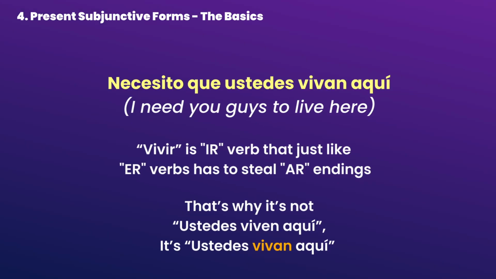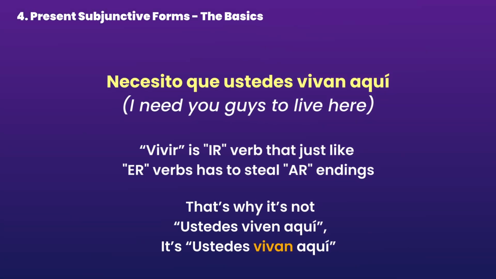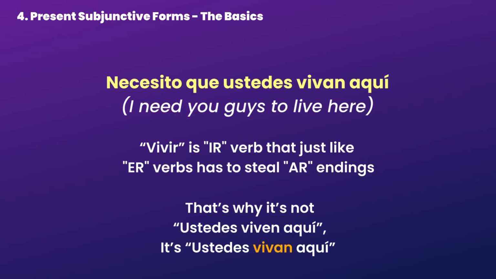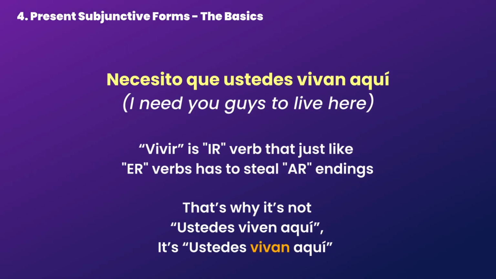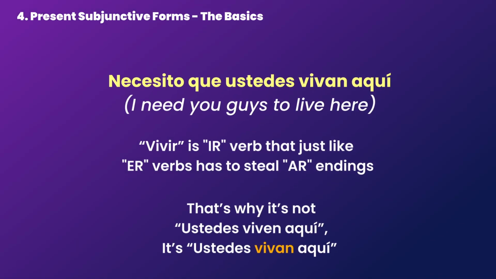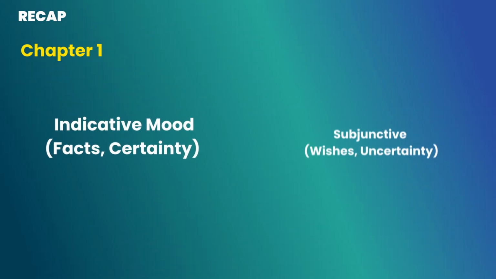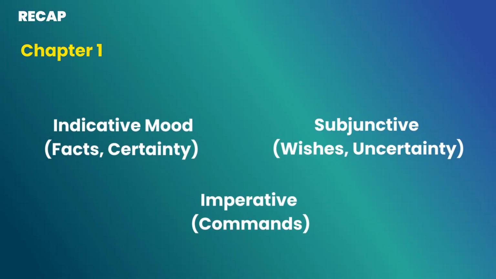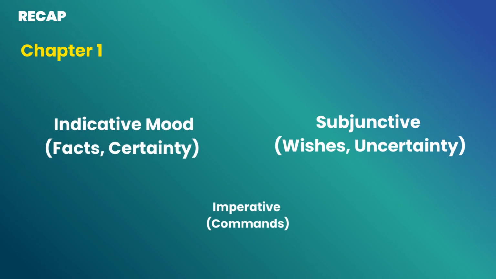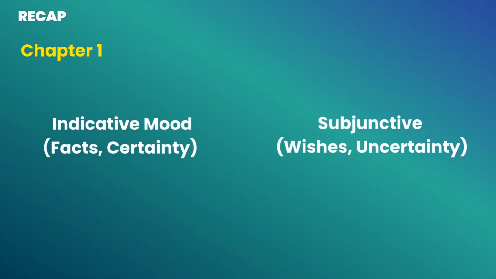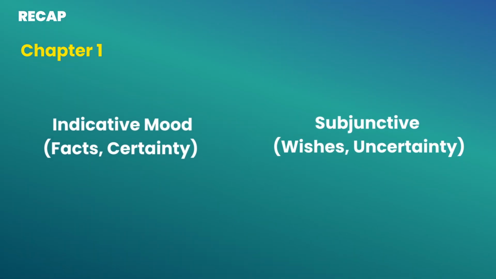There's many more things to worry about when it comes to subjunctive conjugations, but this should be good enough for today. Like I said, we'll cover them in much more detail in the future videos. Alright, now let's do a quick recap of everything we've covered in this video. In chapter 1, we learned that the Spanish language has three moods: indicative, subjunctive, and imperative. In order to learn the subjunctive mood, we only need to worry about indicative and subjunctive moods, as they work together to create the subjunctive structure.